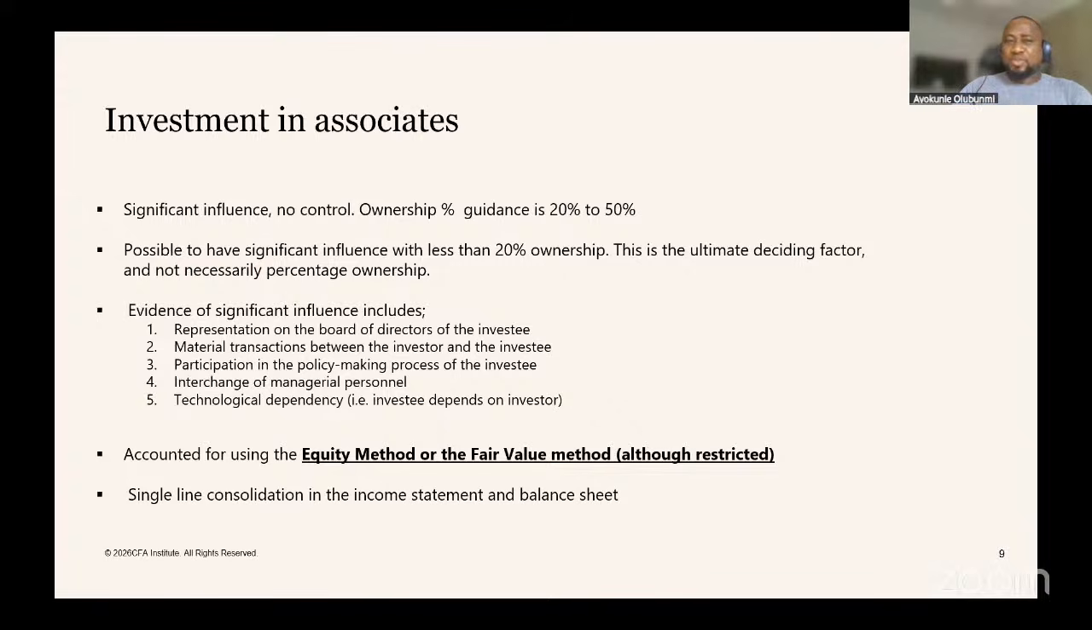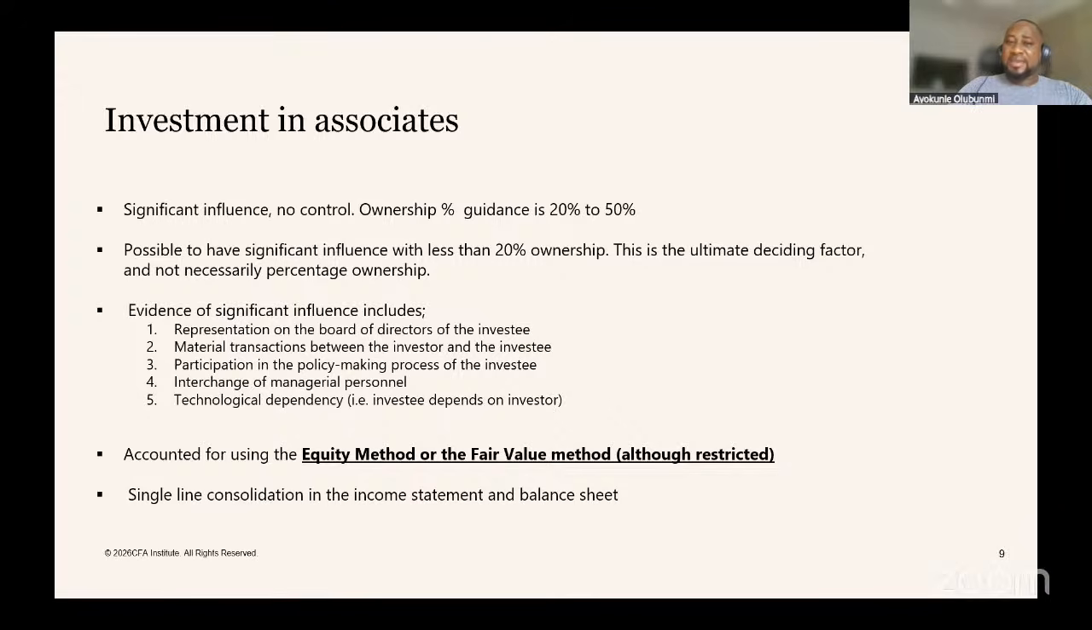Now, in terms of investments in associates, remember that for these assets, these are the ones in which you have significant influence, but you don't have control. Okay, you can have significant influence, you don't have control. So that means that in most important decisions, you can have your say, but ultimately you might not have your way, but you'll be consulted on every important piece of information.